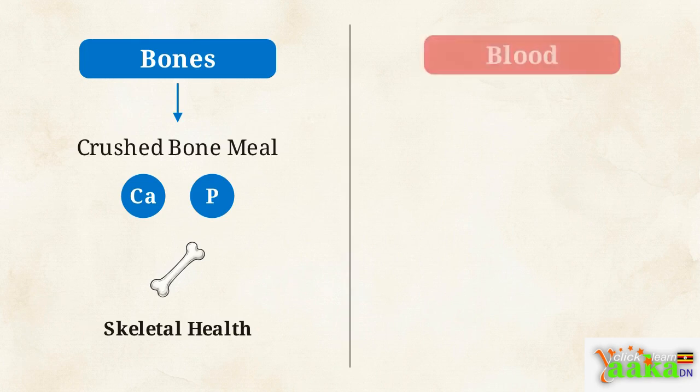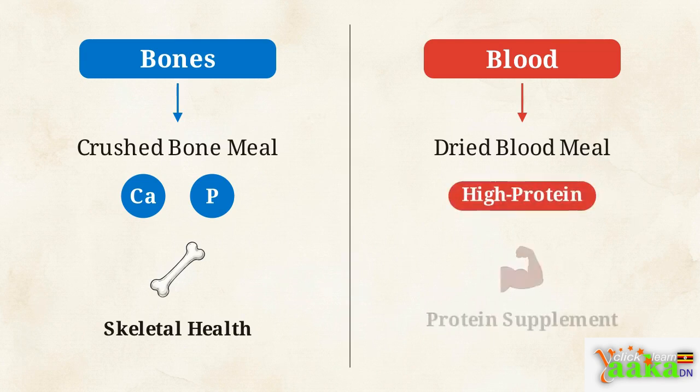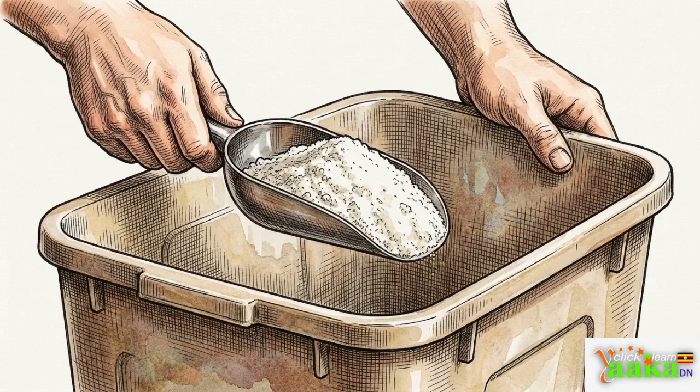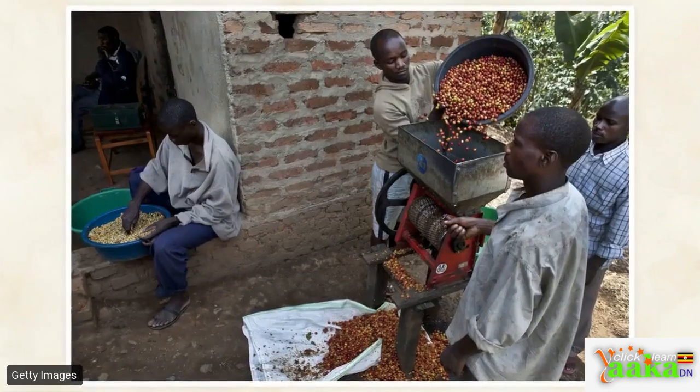Meanwhile, blood collected from the exact same animal undergoes a different process. It is dried and ground down to create blood meal, yielding a highly concentrated protein supplement. Farmers must separate these products to balance their feed. You mix in bone meal to build strong skeletons, and you add blood meal to drive rapid muscle growth, particularly in poultry and pigs. Let's test this logic.